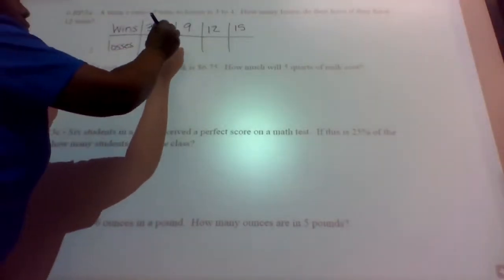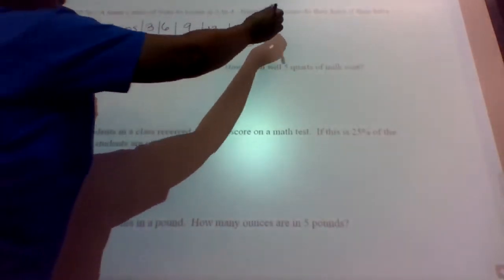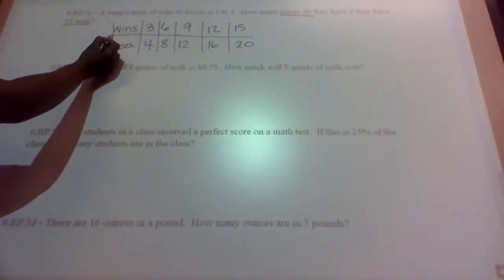So that would be 6. I add another 3, that's 9. Another 3, 12. Another 3, 15. I do the same thing at the bottom with my losses. My losses are 4. So if I keep going, there's 4, 8, 12, 16, 20. My question says, how many losses do they have if they have 12 wins? So I go to the win column, find 12. How many losses? 16.